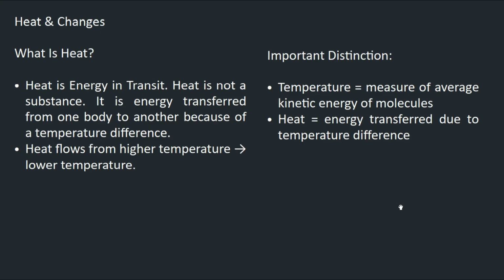So heat is energy in transit. Heat is not a substance. It is energy transferred from one body to another because of a temperature difference. Heat flows from higher temperature to lower temperature, right? There are a few things that we have to know. Temperature is a measure of the average kinetic energy of the molecules, while heat is energy transferred due to temperature difference. This has to be very clear. Difference between temperature and heat.